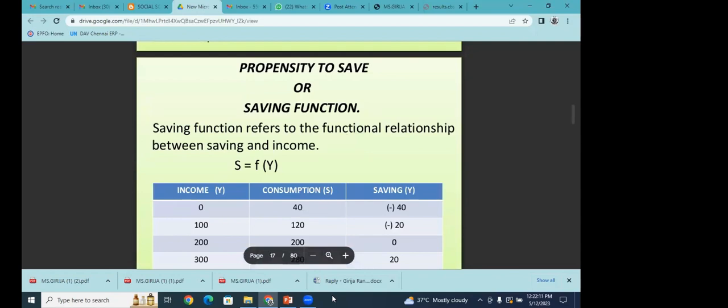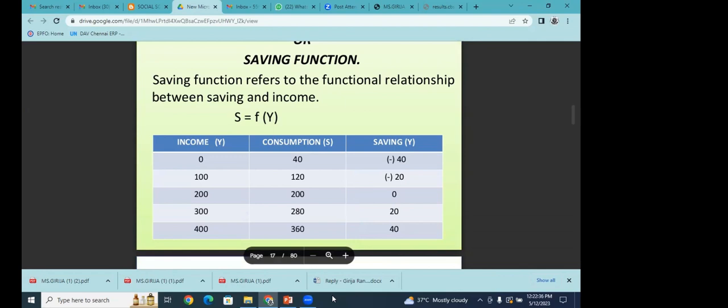Now, the other side is actually propensity to save or saving function. Saving is also a function of income. Am I right? Yes, sir. Yeah. How much we save depends on how much we earn. Those who earn higher levels of income save more. And those who earn lower income will save less. So saving is a function of income that can be introduced with the help of this schedule.